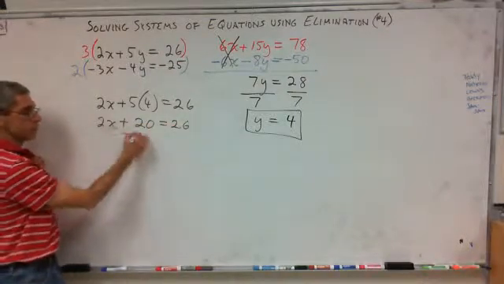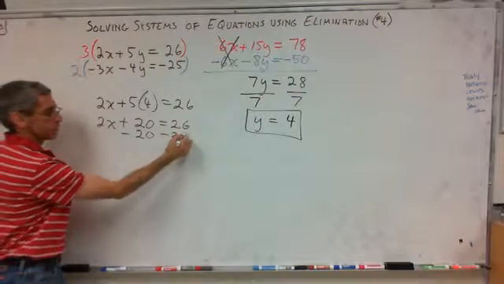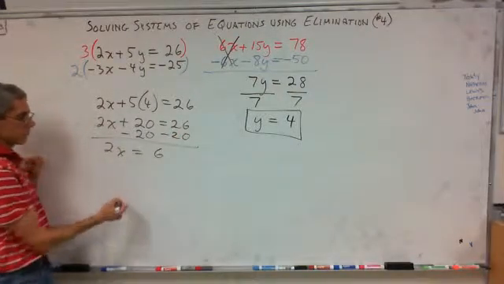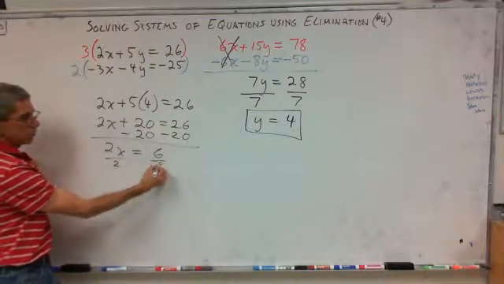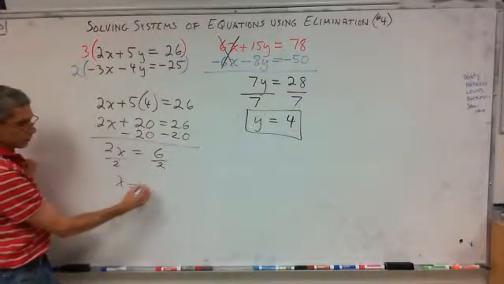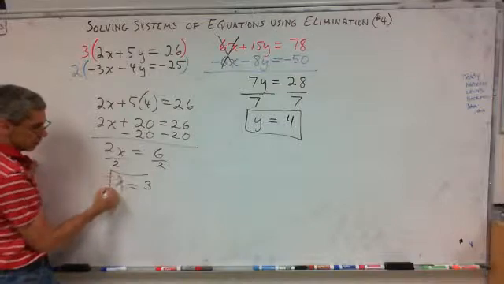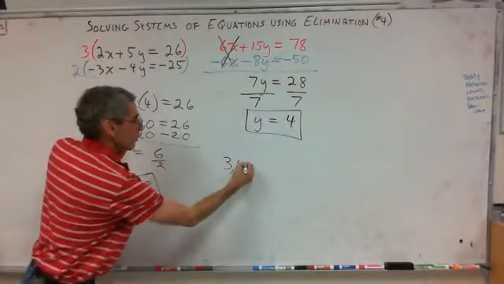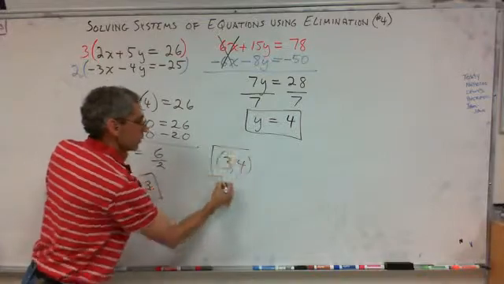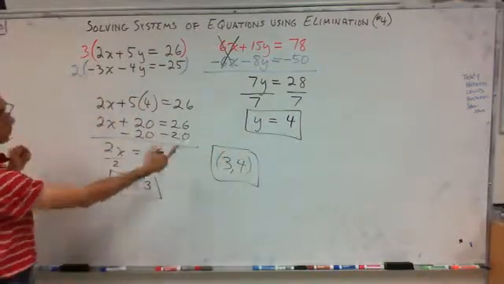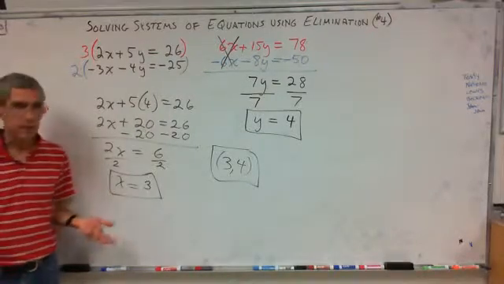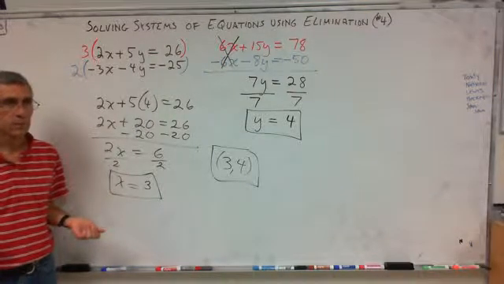So 2x plus 20 equals 26. Subtract 20. 2x equals 6. Divide by 2. X equals 3. Wow, you guys are fast. Divide by 2. X is equal to 3. So there we go. We could say 3, comma 4, or we could just say x is equal to 3 and y equals 4. It's pretty straightforward, right? It's not that hard, right?